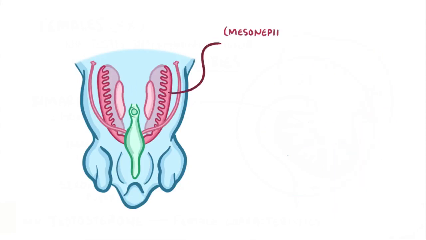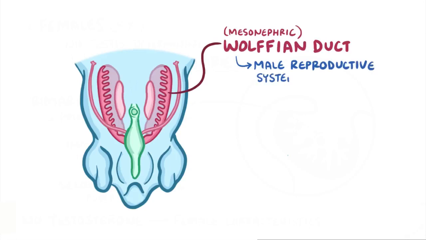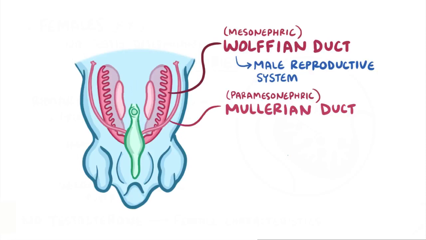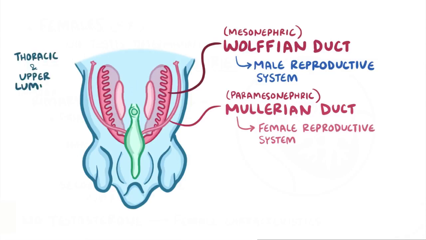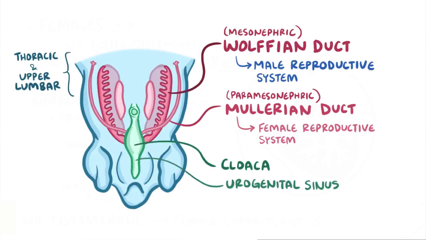The first is the mesonephric or Wolffian duct, which gives rise to the male reproductive duct system. The second is the paramesonephric or Müllerian duct, which is lateral to the mesonephric duct and gives rise to the female reproductive duct system. These ducts start in the thoracic and upper lumbar region, and continue down the embryo's back until they open into the part of the cloaca called the urogenital sinus, which gives rise to the urinary tract structures in the external genitalia of both sexes.